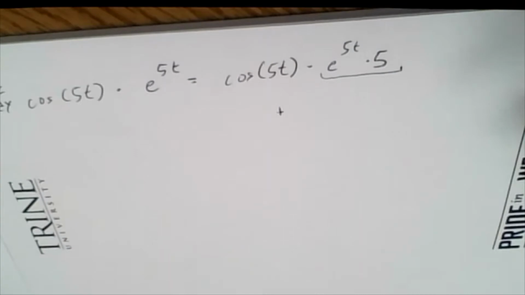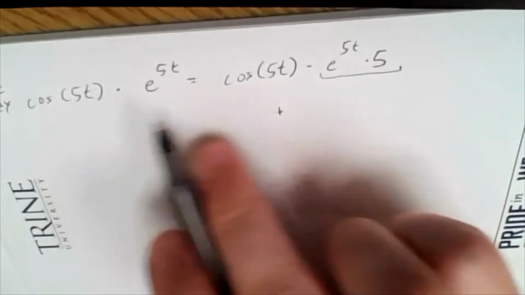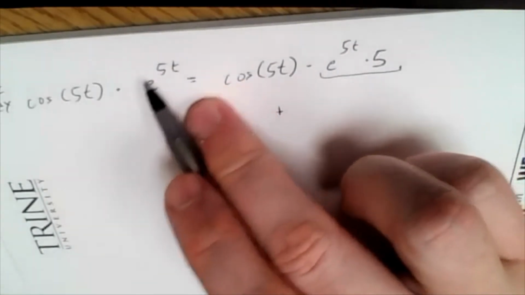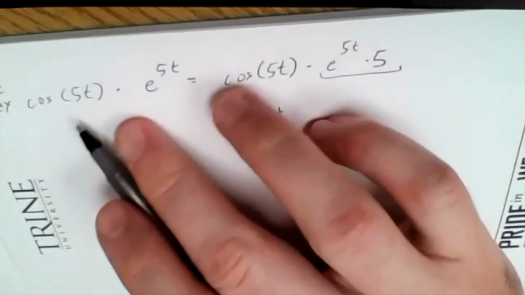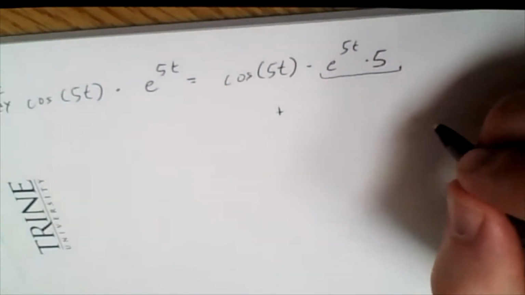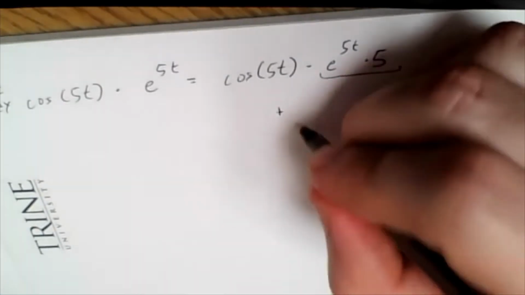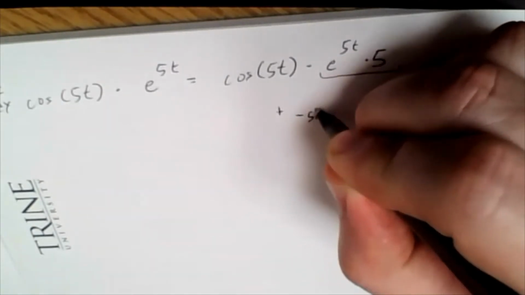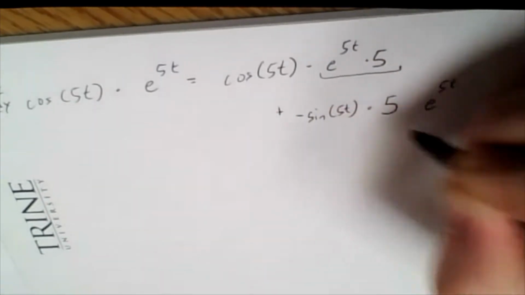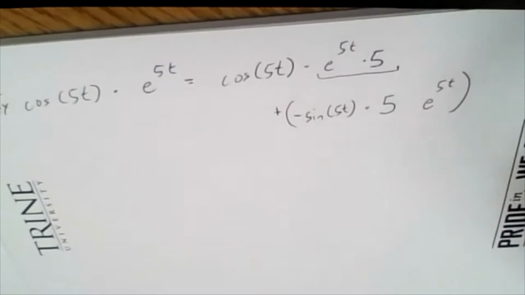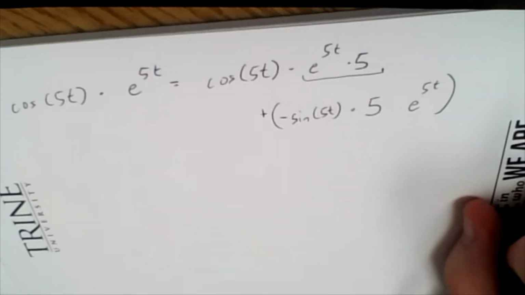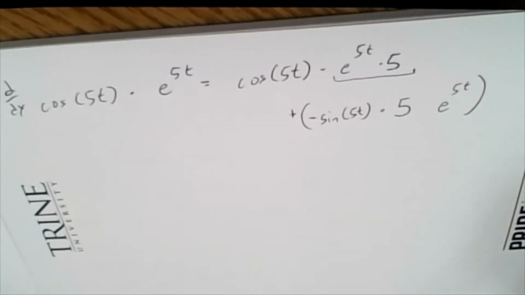And I need to add to this the derivatives going the other way. Keep the e to the 5t the same, take the derivative of the cosine. E to the power 5t is going to stay the same. The derivative of the cosine is minus the sine of 5t times 5. So there is this derivative.